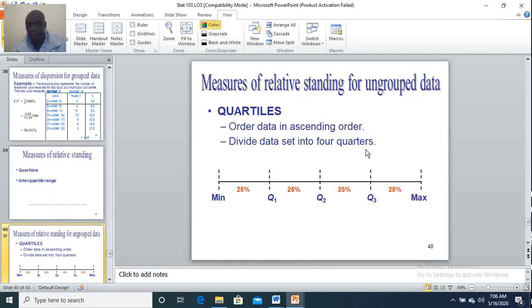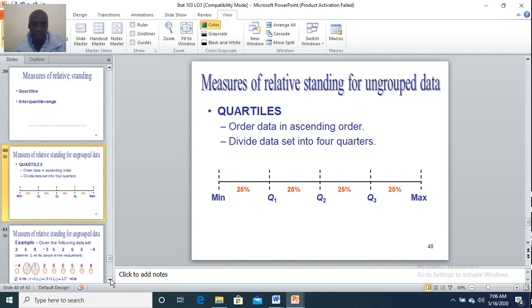Then we may want to find the quartiles. Quartiles are just the way that we find the median. We arrange in order of size. It's only that instead of saying n over 2, we're saying n over 4. So the first quarter is 25%, the second quarter 25%, because we've divided by 4. So it will become 4 parts: first part, second part.